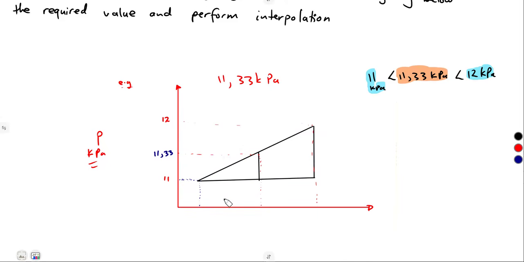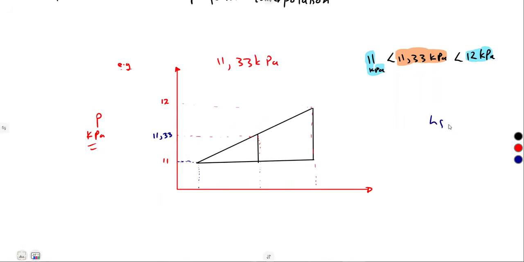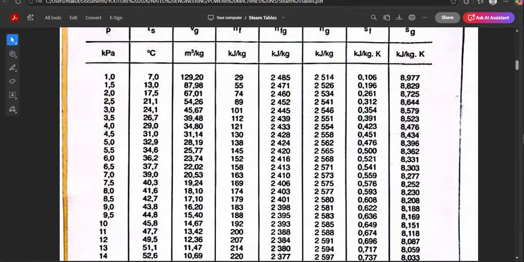The horizontal axis is for the values which correspond to the pressure. The pressure of 11 in our case, considering finding HF and HFG at this pressure. We are going to focus on that at 11 kilopascal now from your steam tables. What do you have at 11 kilopascal at the given pressure? What are the corresponding values?